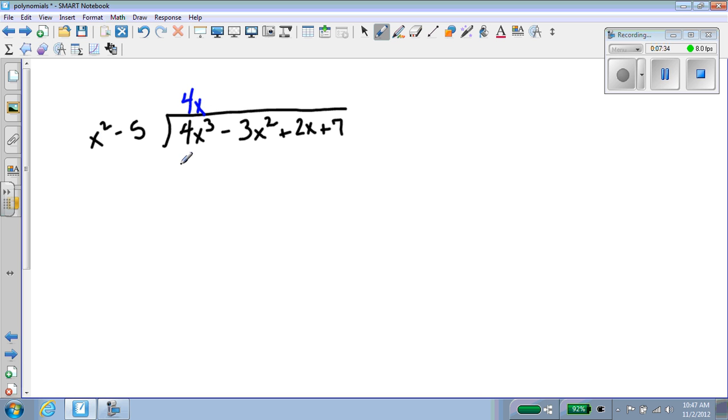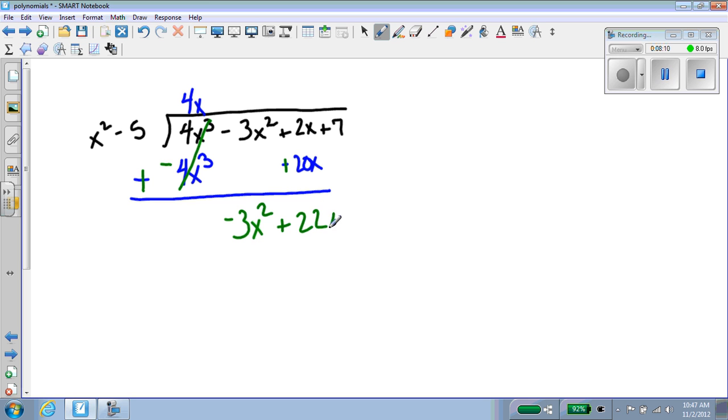4x times x squared is 4x to the third. 4x times negative 5 is negative 20x. Negative 20x. Not x squared, just x. Draw a line and I subtract, which means I add the opposite. So these cancel. This guy doesn't have anyone to combine with, so he just falls down. 3x squared plus 22x. And then my legitimate bring down term would be a 7.